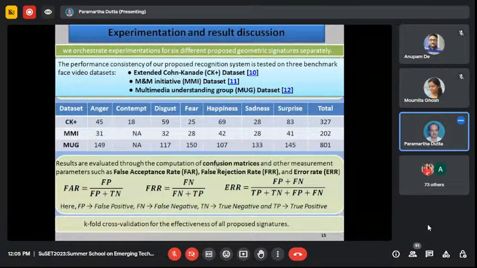Now, performance is considered in respect of metrics such as FAR, FRR, and ERR. FP stands for false positive, TN stands for true negative, TP stands for true positive, and false negative is FN. So on the basis of these 4, FP, FN, TN, and TP, different types of performance metrics are considered: FAR, FRR, ERR, and so on and so forth.